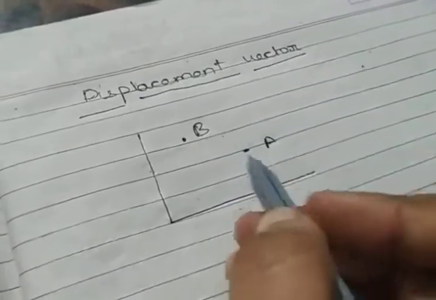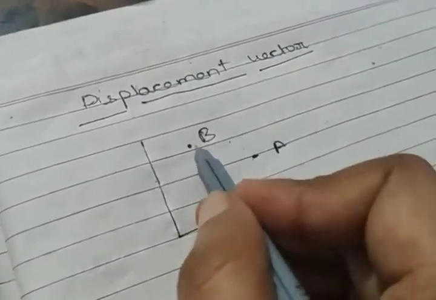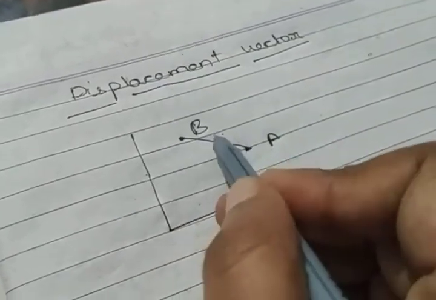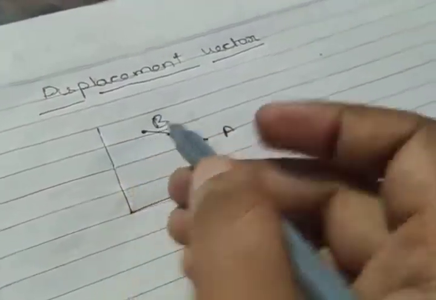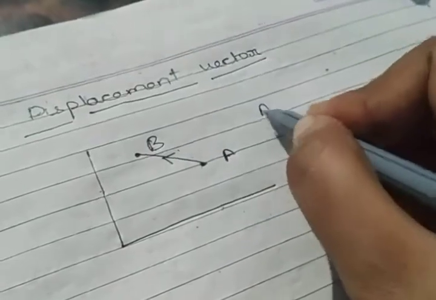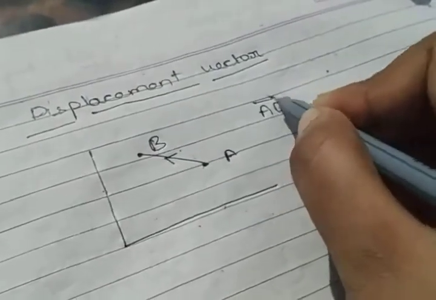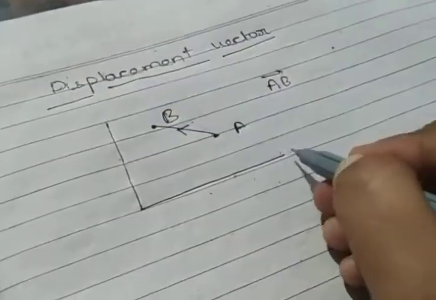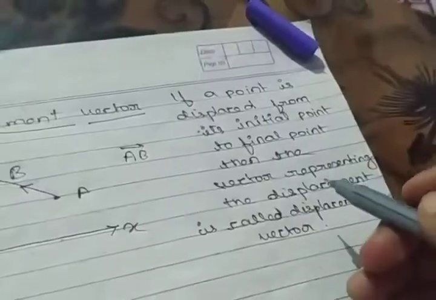So displacement vector will give me the displacement direction from initial to final position. Means from initial to final position it has moved like this. So displacement vector is nothing but AB vector. From A to B it has moved. Suppose this is x direction and this is y direction. So what is displacement vector?